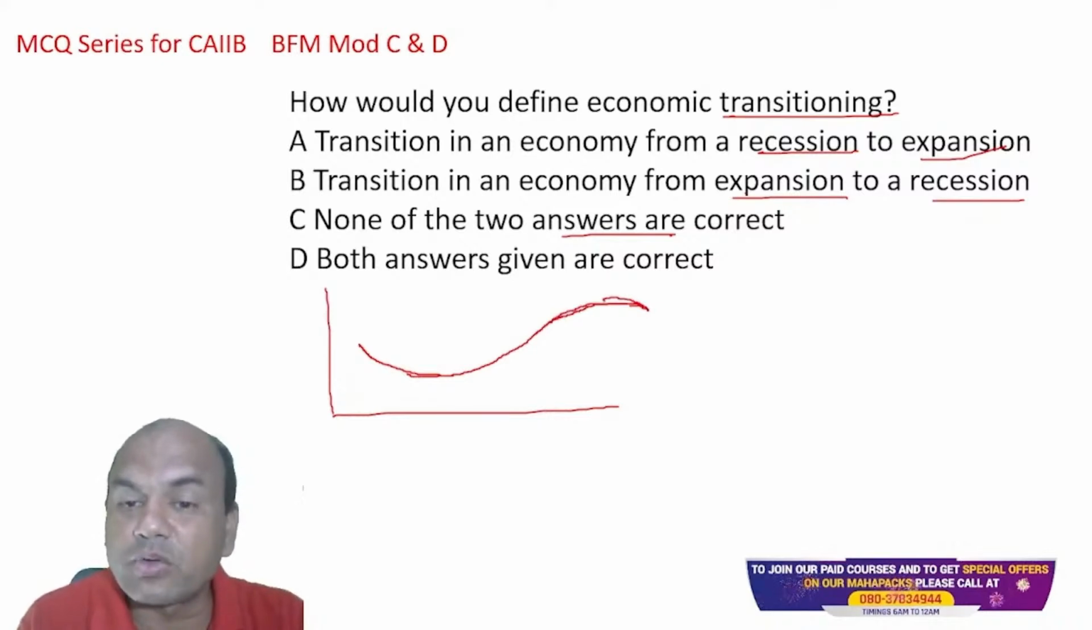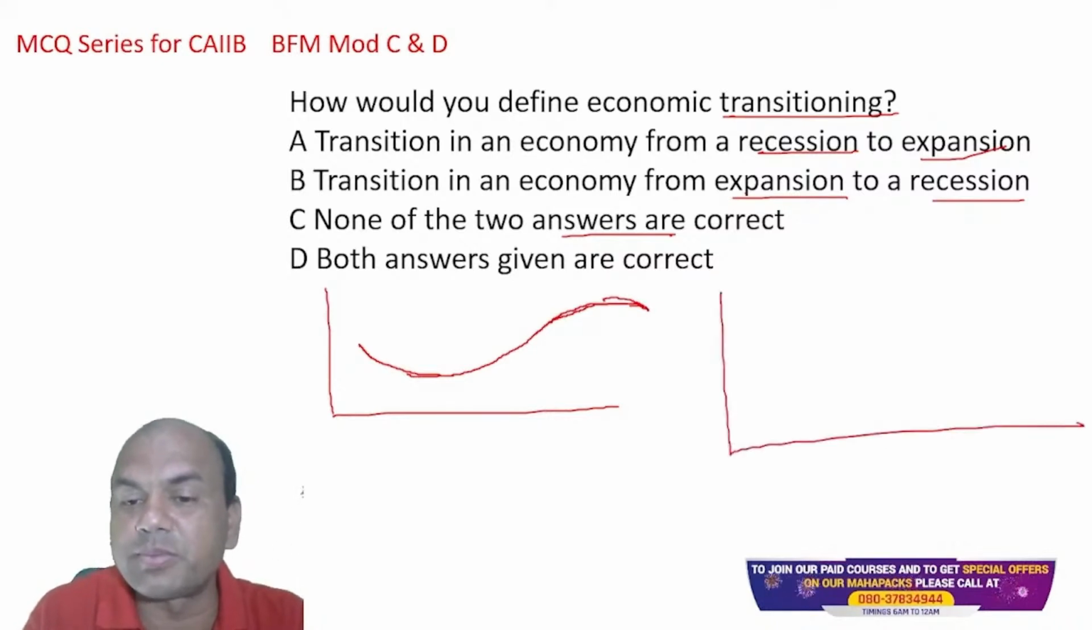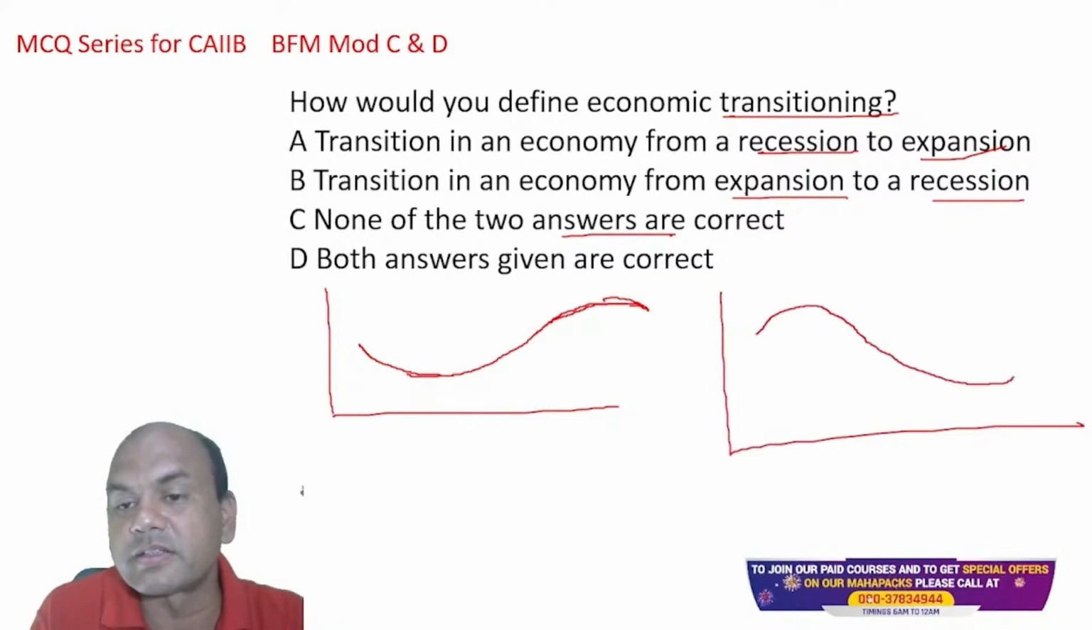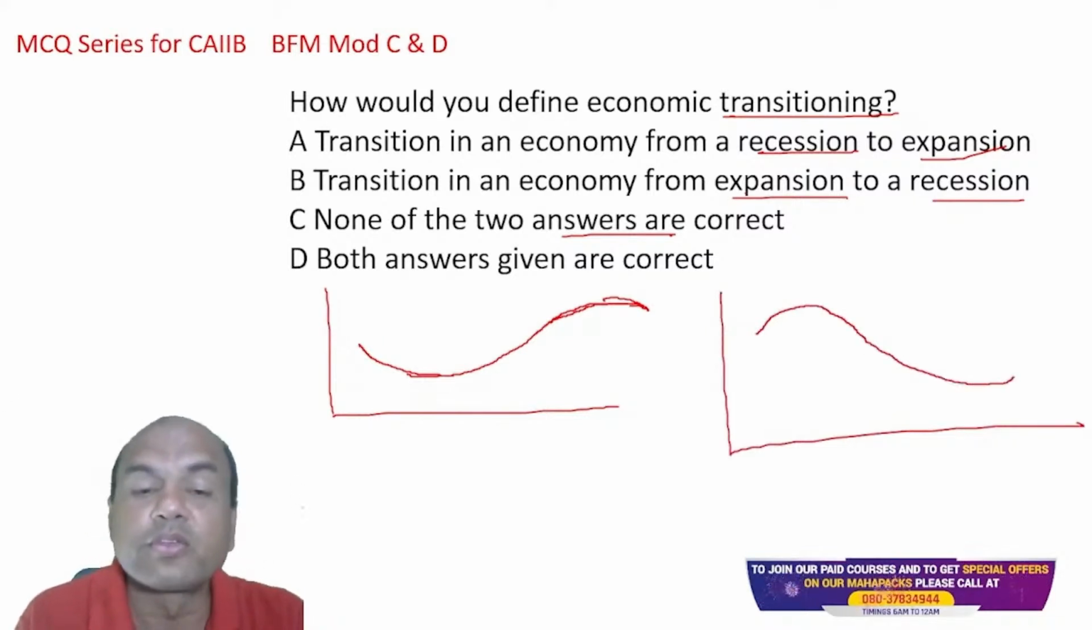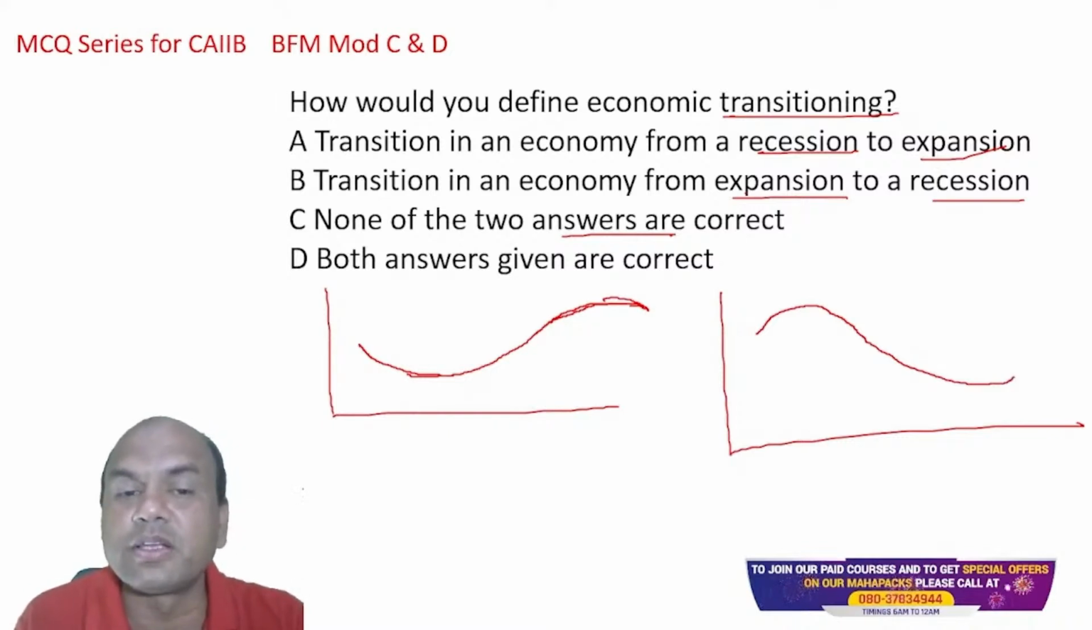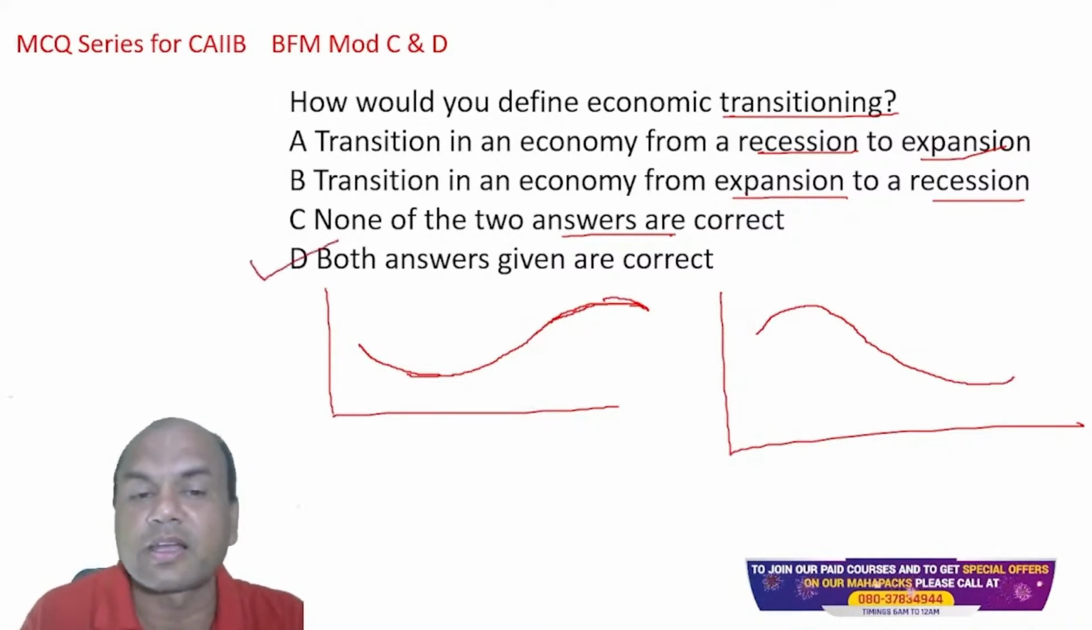From expansion to recession, B1. Let's plot this B. So expansion to recession, this is also true. So both are transition curves only. So both the answers are correct.